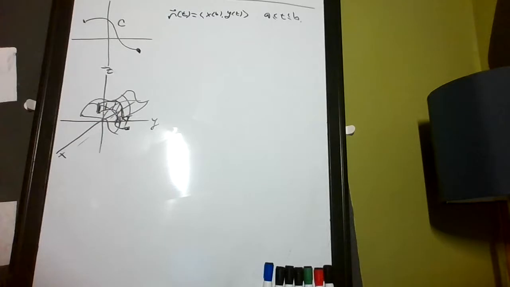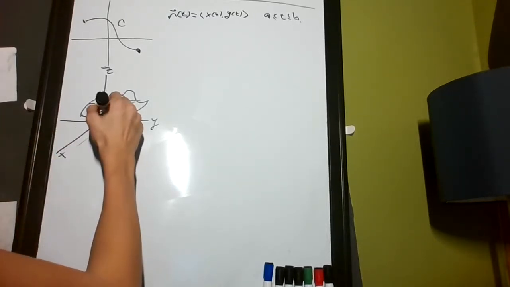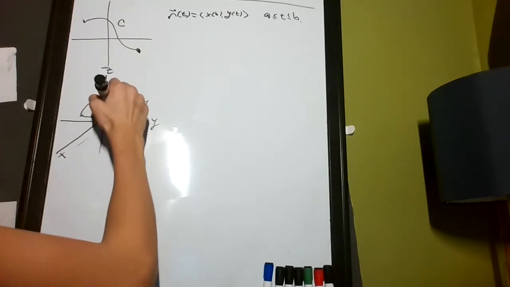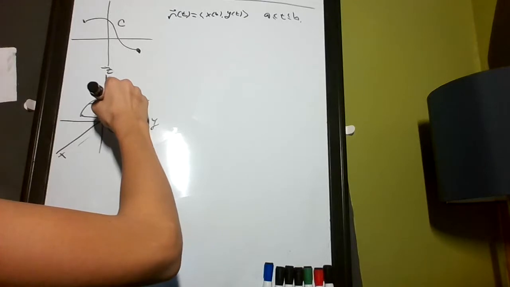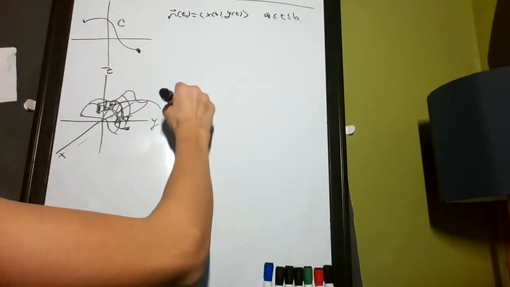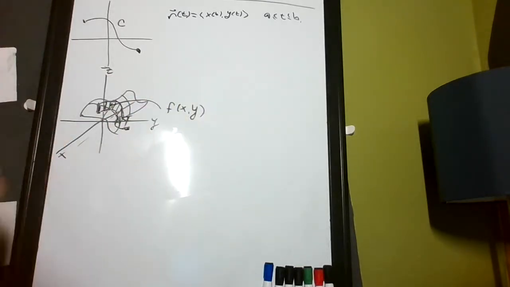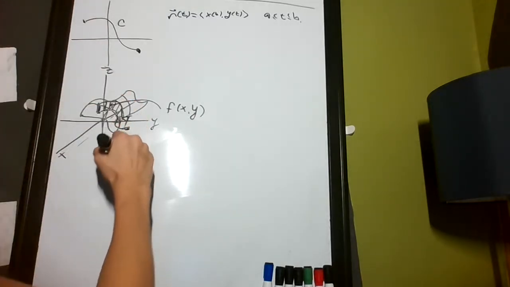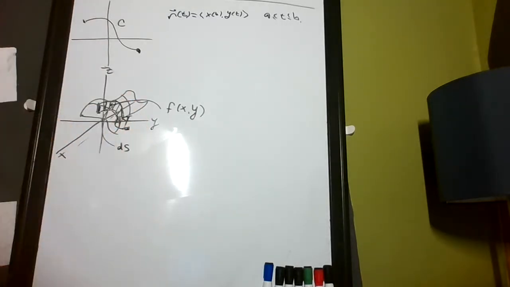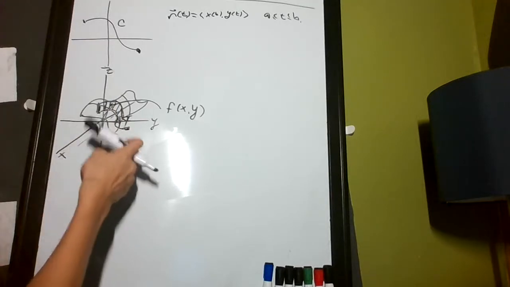Well, first, what you might think to do is to look at little rectangles, where their height right there is f of x, y. That's their height. And each of the little bases is going to be some distance I'll call ds for right now, for change in arc length. So, how do we find this change in arc length?